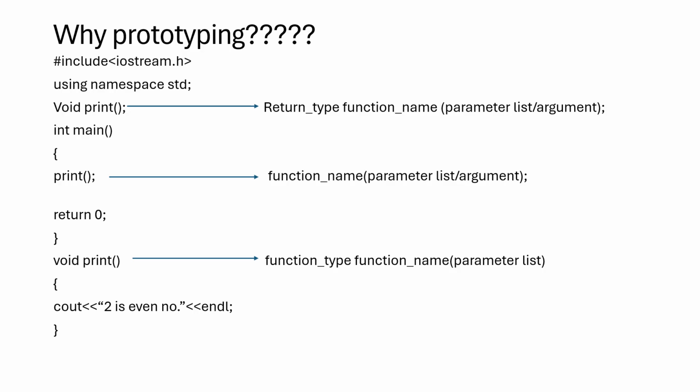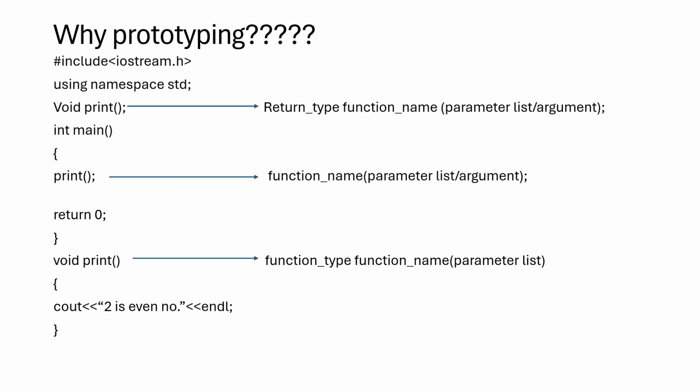Next, why prototyping? Why are we using prototyping? Just see this example. Header file, using namespace std, void print(). This is the function name: void is the return type, the function name is print, and inside the parameters it is an empty list. Then the main function, int main, then print(). This is the function call with the parameter list. Then we are returning 0.